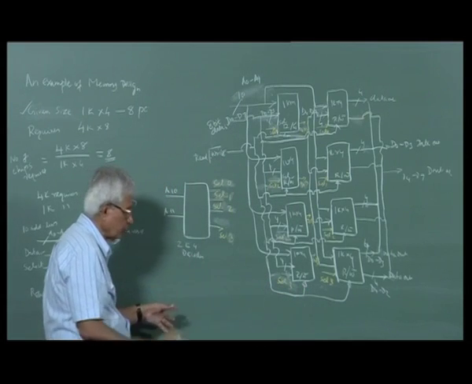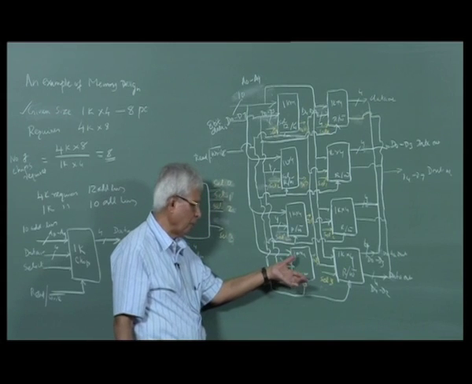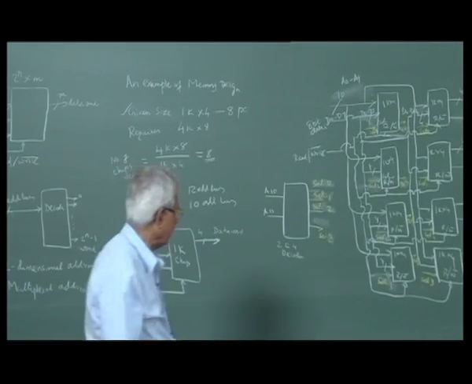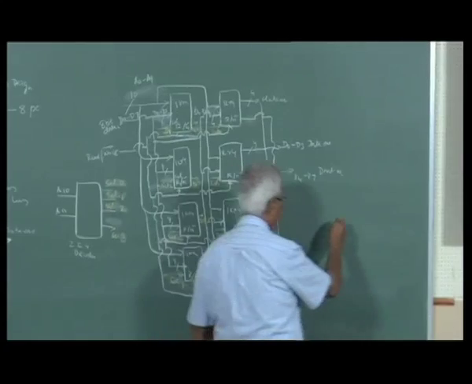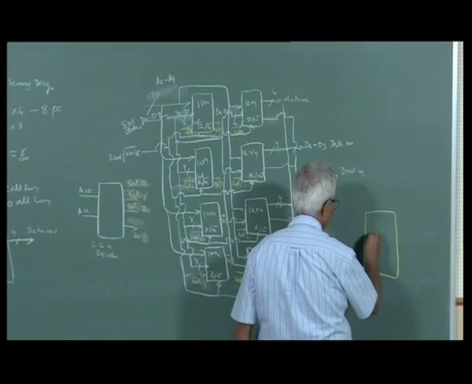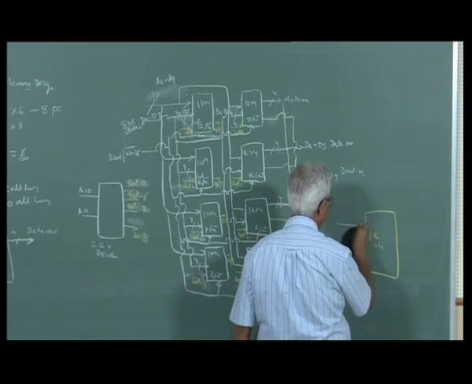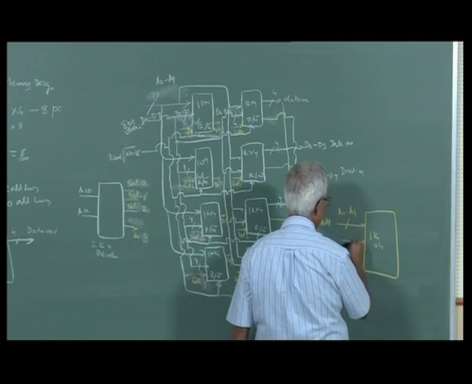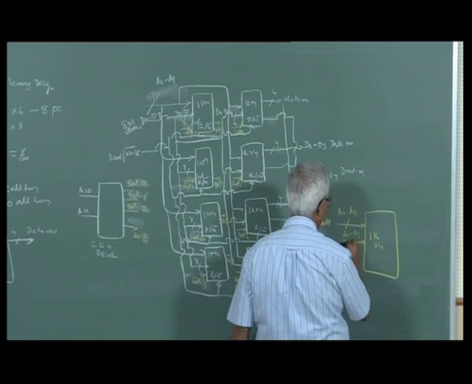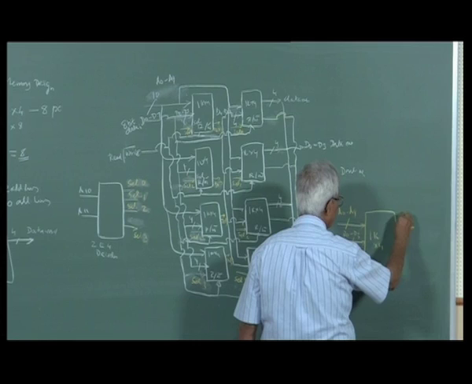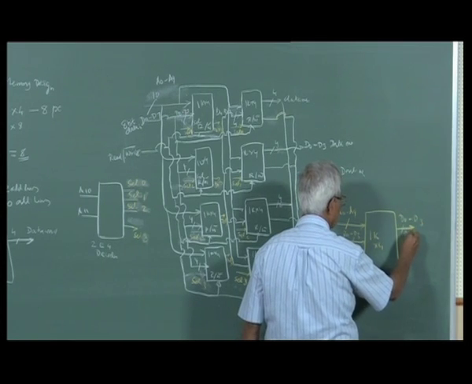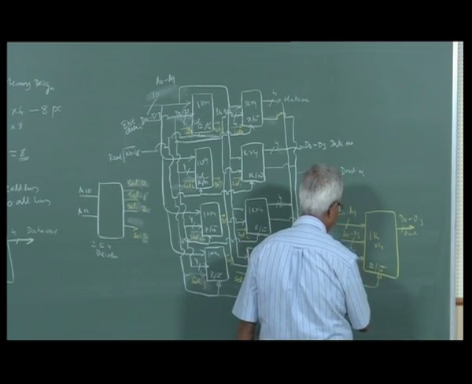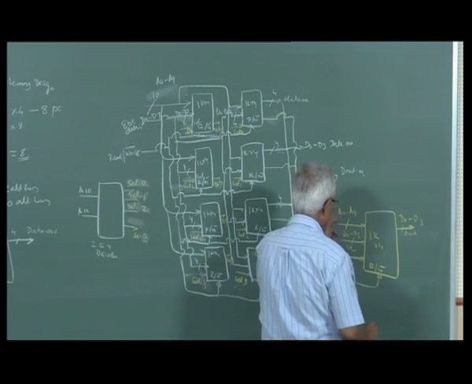So what have I done in this? Nothing big. Supposing we are given a 1K memory, 4 bits word length, you want to use it, all you need is 10 address lines, simple. Give 10 address lines, address, 4-bit data in, 4-bit data out. Read, write, and select, enable. Now, exactly everything is kept the same.